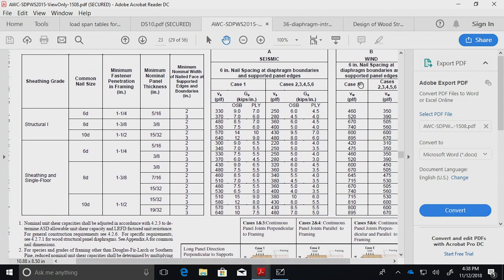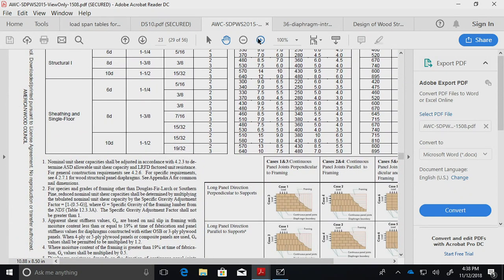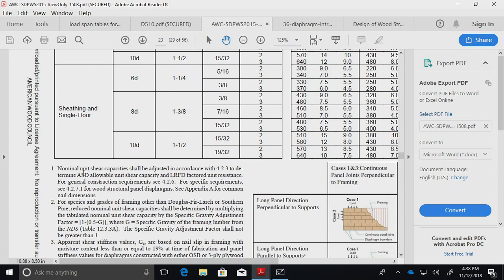All right. So case one for nail size 6D and 2 by lumber, the allowable unit shear is 460 for the 6D nail, 670 for the 8D nail, and 800 for the 10D nail. However, you have to read the note carefully. It says nominal unit shear capacity should be adjusted in accordance with 4.2.3 to determine ASD allowable unit shear capacity. So let's go back to section 4.2.3 in this book.